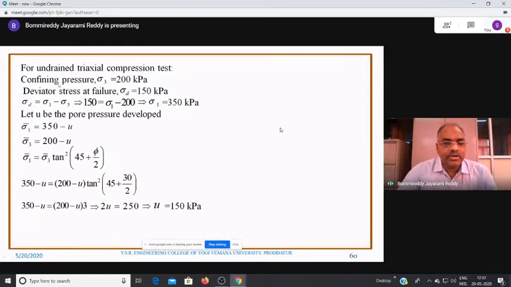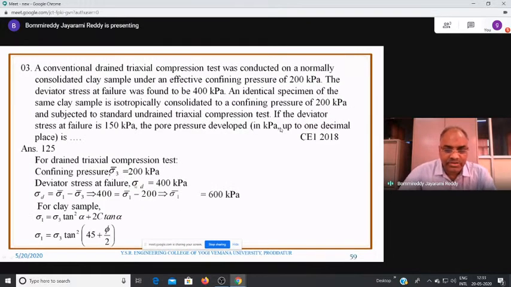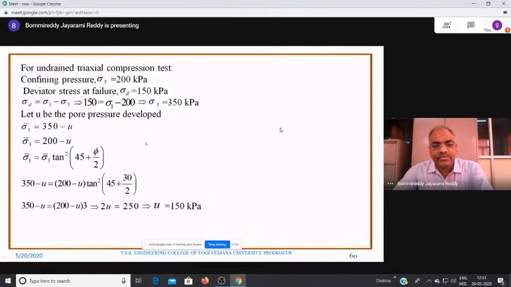Another one is for the undrained triaxial test, sigma 3 is 200, sigma D is 150. It's the second experiment. For this experiment, again what you do is find out the sigma 1 value. Sigma 1 is 350. So this is the second experiment conducted in the triaxial test, and in the first test, with 200 and also 400, sigma 1 is 600. Sigma 1 is 600 in the first test, sigma 1 is 350 in the second test.